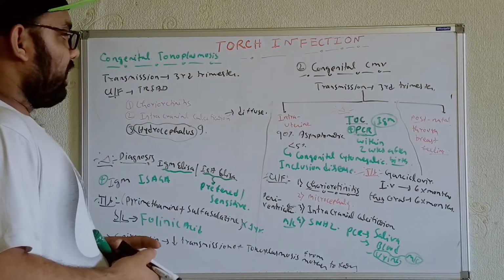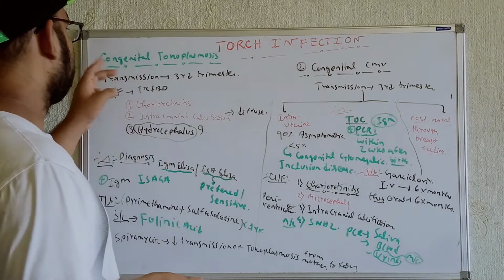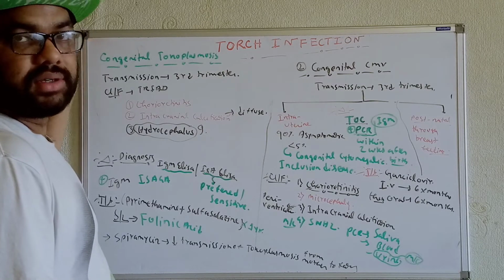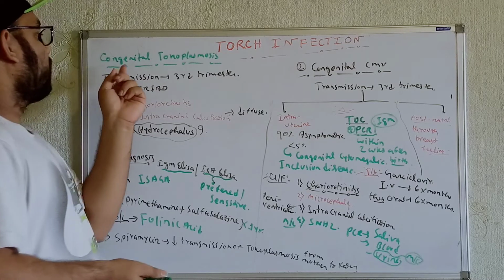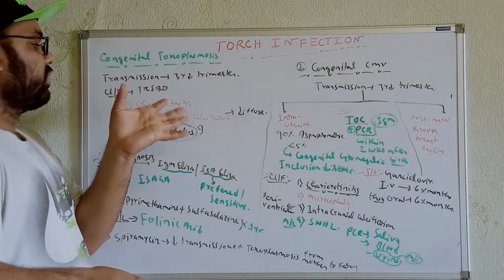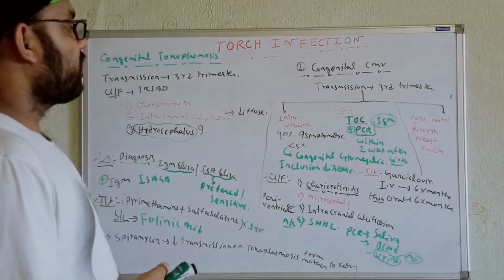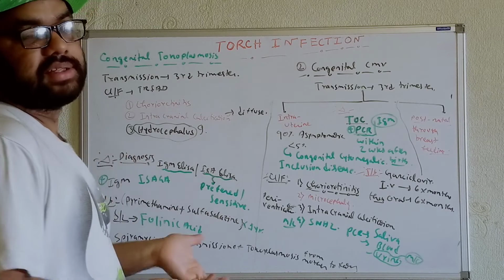Okay, so that's all for today. I have already described three topics. At first I described congenital rubella syndrome, then I talked about congenital cytomegalovirus, and lastly I talked about congenital toxoplasmosis in terms of clinical manifestation, diagnosis, and treatment. In the subsequent part we will talk about herpes simplex, herpes zoster, and the rest of the things.